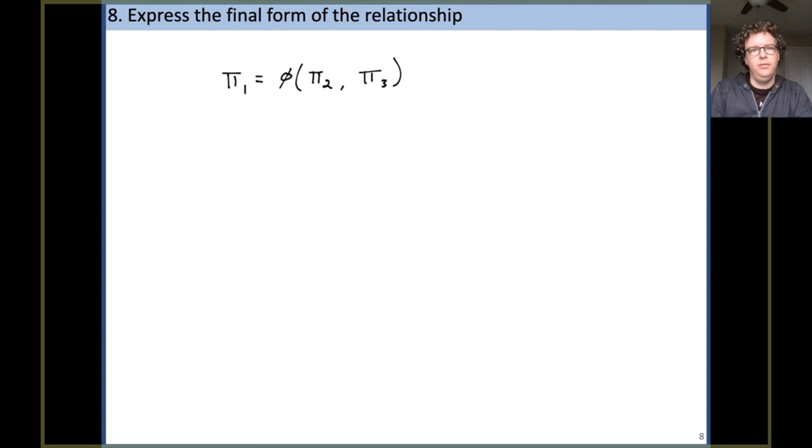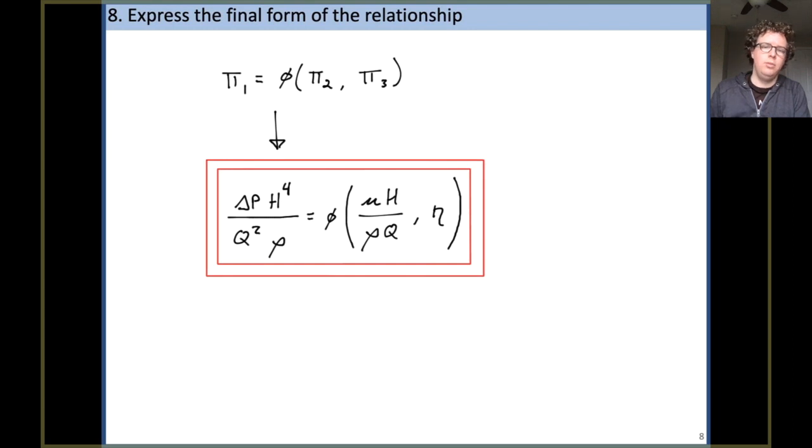The final step is to express the form of this relationship. In its most generic sense, it's pi 1 equals some function of pi 2 and pi 3. We'll go ahead and plug in the pi terms that we generated through this step. What I've boxed here in red is what your final solution should look like for this problem. We've gone from a relationship that had 6 terms in it, delta p equaled a function of 5 other things, to a relationship that has just 3 terms in it. This left-hand grouping equals some function phi of 2 groupings on the right-hand side.